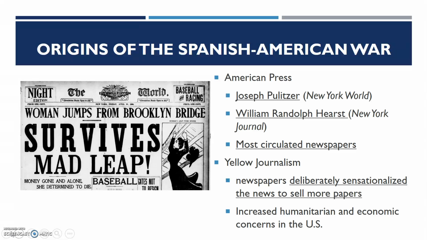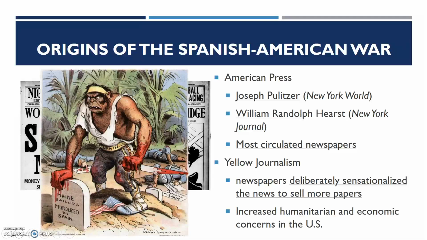And when they reported on the Spanish-American War, these exaggerations led to increased humanitarian and economic concerns for the people of Cuba. For example, this cartoon shows American sentiment towards Spanish rule in Cuba. You know, Spain is portrayed as a monster. There is blood on his hands, and he is essentially slaughtering American troops. I'll show you in a minute what this means. The main sailors murdered by Spain.